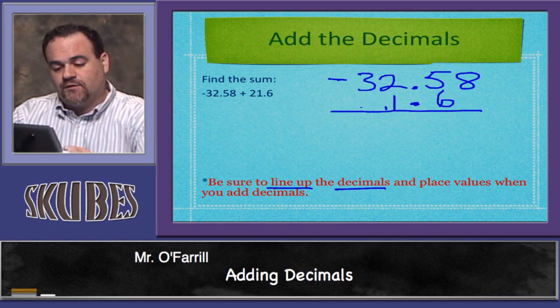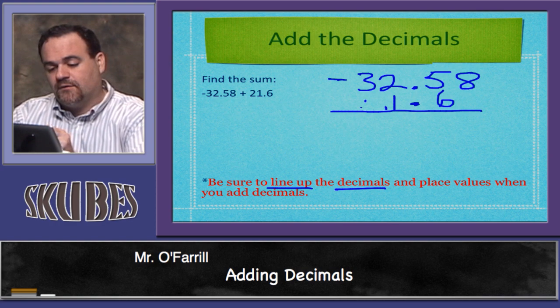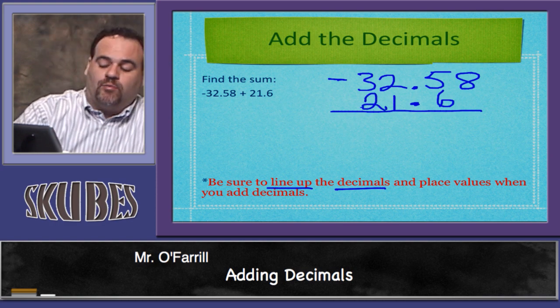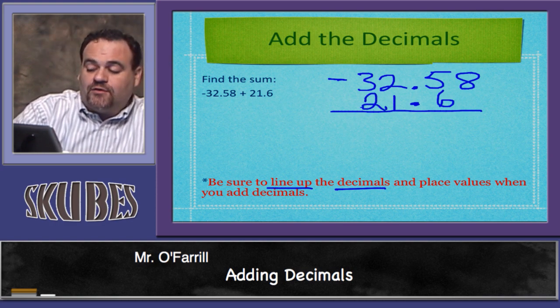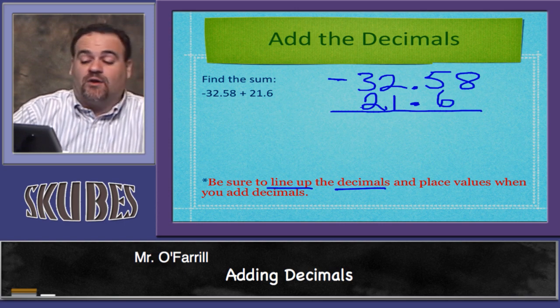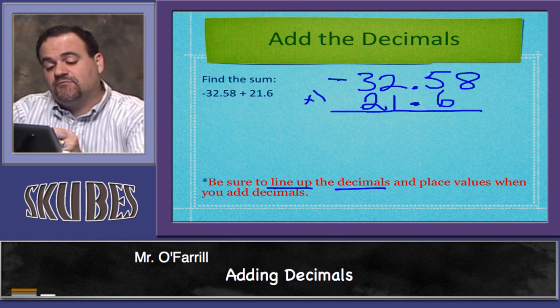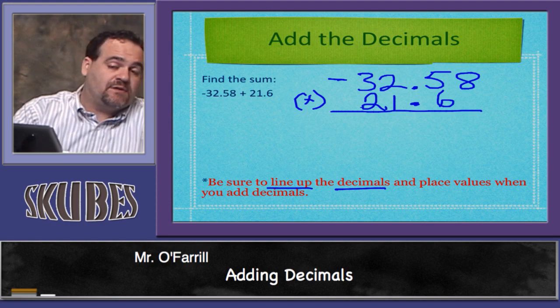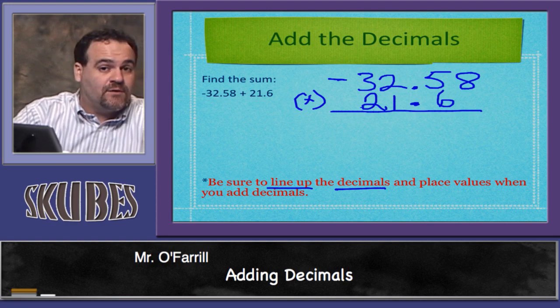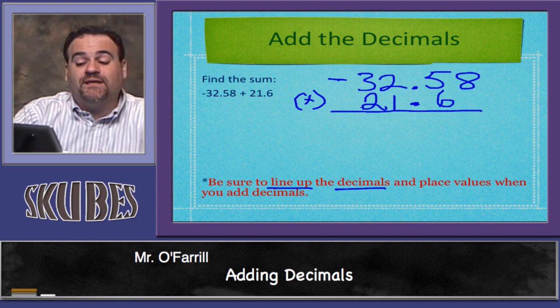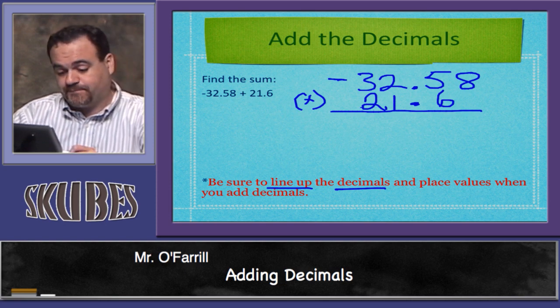And with the number positive 21.6 and negative 32.58, since we're adding these two numbers together, it should be fairly simple. Except take a look, the top one is a negative number. So this really is a subtraction problem.